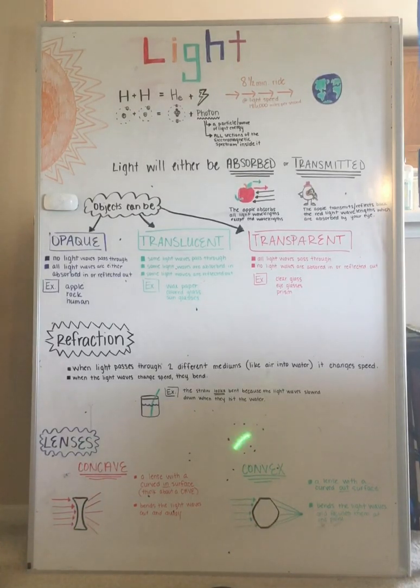And then another type of lens is called convex. So this type of lens has a curved out surface. So this time, the surface here and here is curved outward. So light's traveling in a straight line, hits this curved out lens, and what this does is it actually bends the light toward one focal point here. So this is kind of hard to read, but it says it bends the light waves and focuses them at one point.